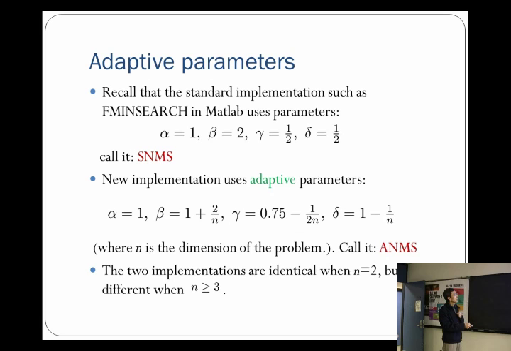Now, in this case, think about when n is big. We only reduce the original simplex by a little bit, not much here. Similarly, for contraction here, if n is large, this is close to 0.75. It's better than half to keep the simplex larger. For these 2 implementations, if dimension n equals 2, they are identical by this choice. But they are different if the dimension is higher.